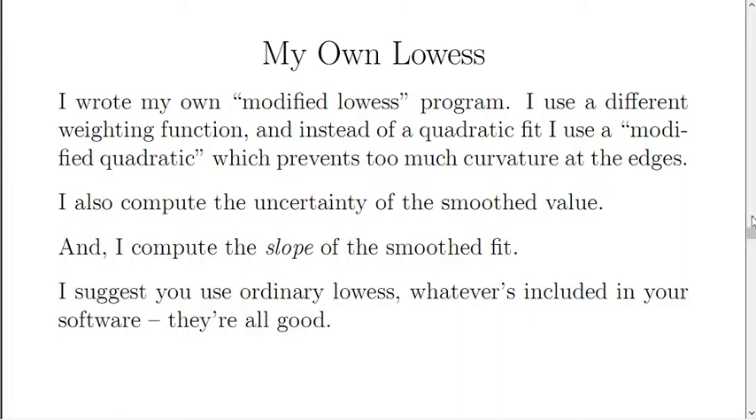Now, I've written my own sort of low-S routine and I've made some modifications. So I wrote my own modified low-S smooth program. I use a different weighting function. And instead of a quadratic fit, I use a modified quadratic fit because when you use a quadratic fit in a low-S smooth, it can sometimes exaggerate curvature at the very end points of the time span. So I created a modified quadratic which prevents too much curvature happening at the edges.